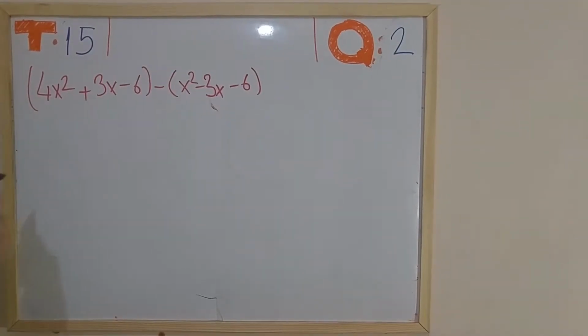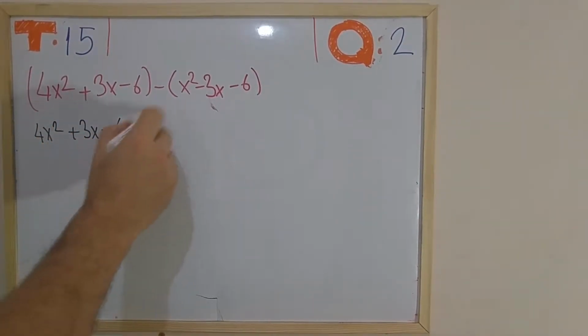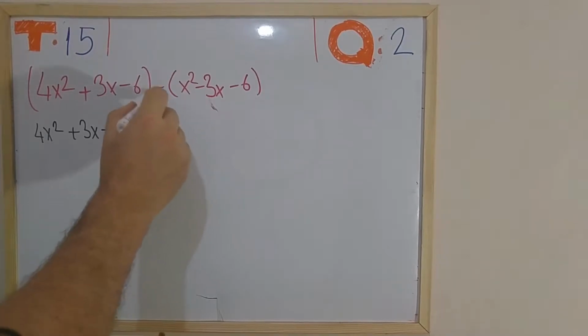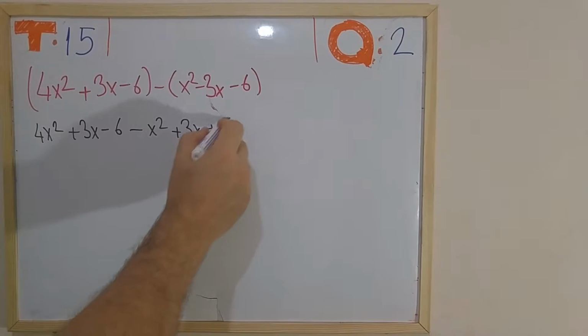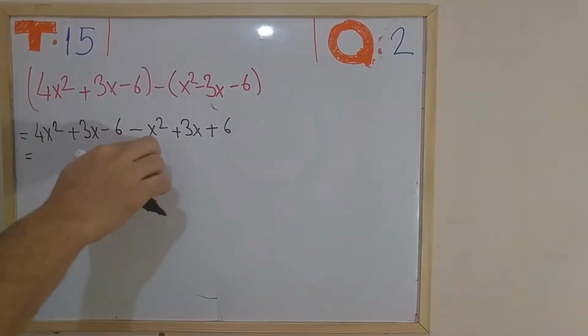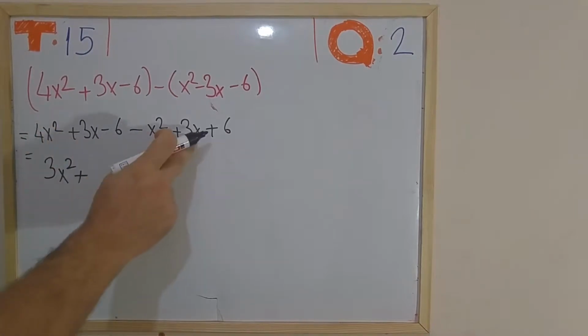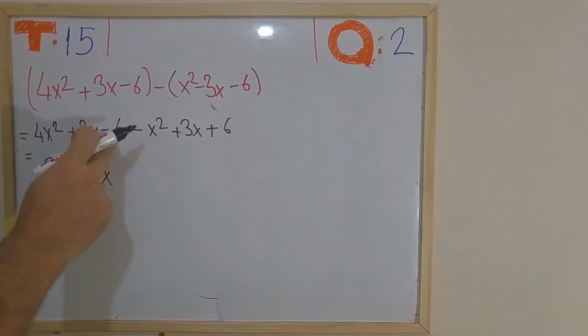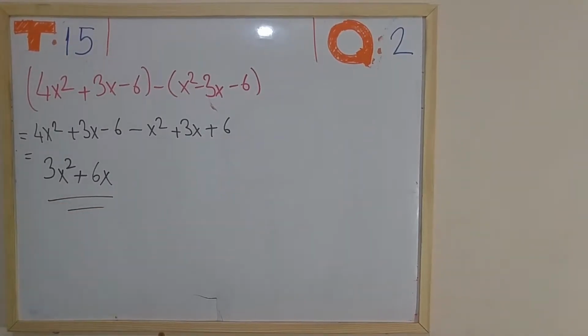Let's expand the parentheses. 4x squared plus 3x minus 6 minus x squared, minus makes plus 3x. Same way, plus 6. And this is equal to 4x squared minus x squared, which is 3x squared, plus 3x plus 3x, 6x, minus 6 plus 6. This is equal to 0. This is the answer to my question.